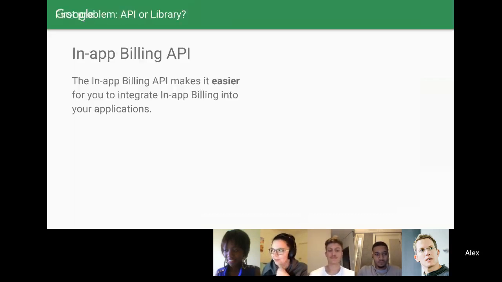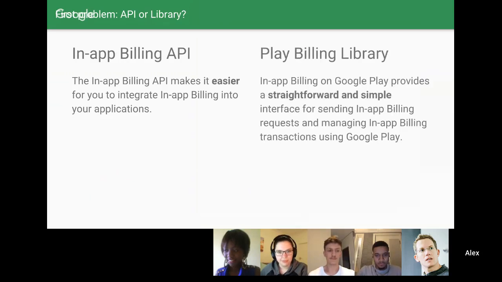The in-app billing API is listed as making it easier for you to integrate the in-app billing into your apps. Easy is good. Then we look at the Play billing library, which is billed as being straightforward and simple. Okay, cool. Let's go and look at their example application. That's usually a good way to figure out the best way of doing things. So we scroll up to the top of the page and we see that that example uses the billing API.